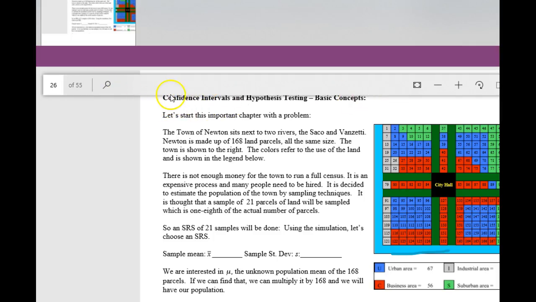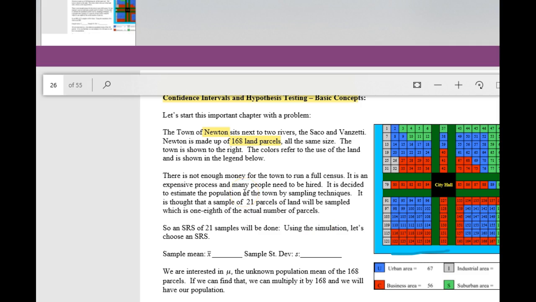Okay, we're now moving on to confidence intervals and hypothesis testing, all right? Some basic concepts. So there's a town, Newton, that has 168 parcels of land, hence the diagram over here.